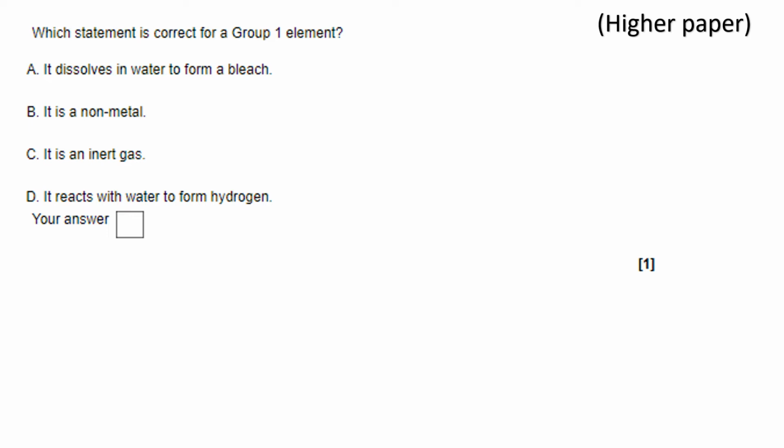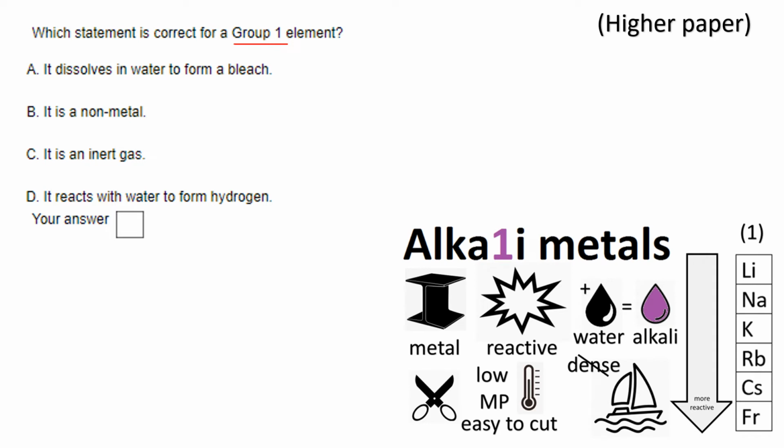So it says here very simply, which statement is correct for a group 1 element? So I'm thinking back to my group 1 elements here. So A, it dissolves in water to form a bleach. Well, I know bleach is group 7, isn't it? That's the cleaning product, so it's not that one. Nope.